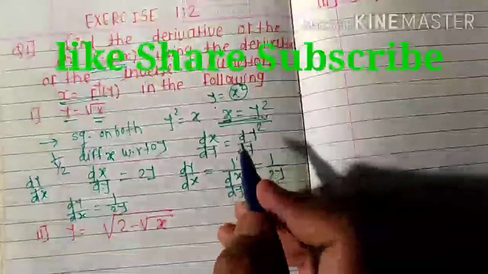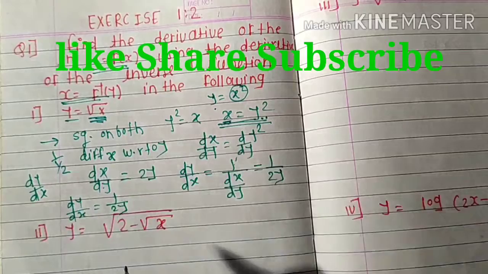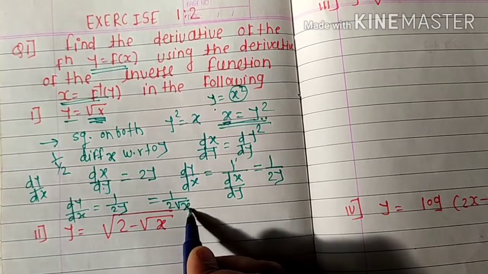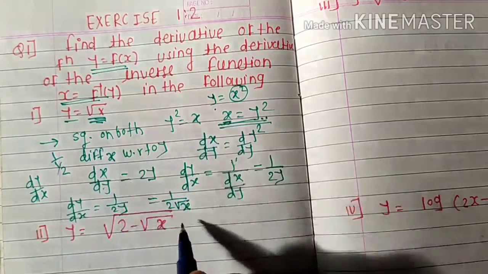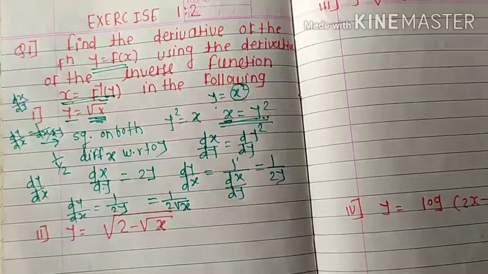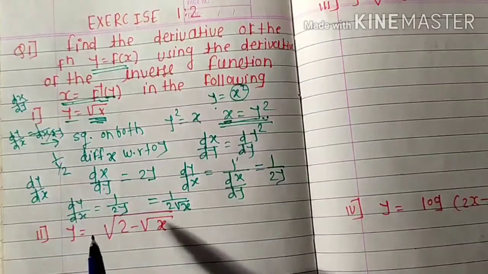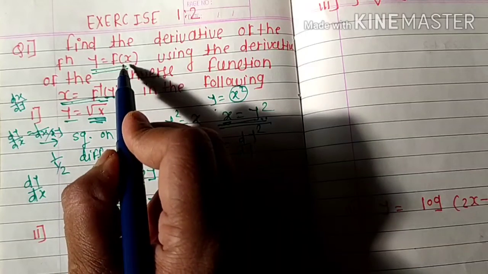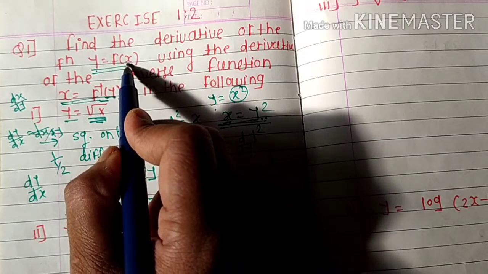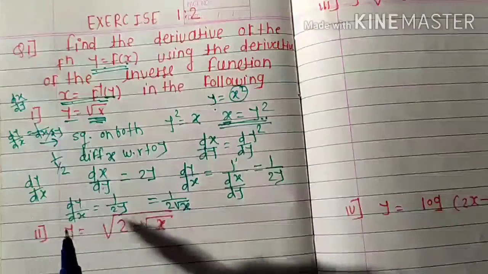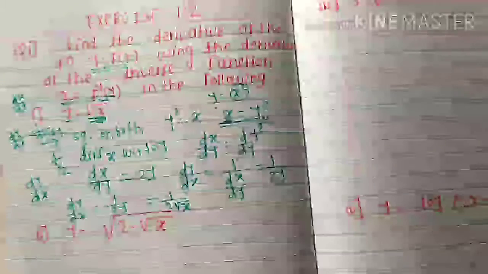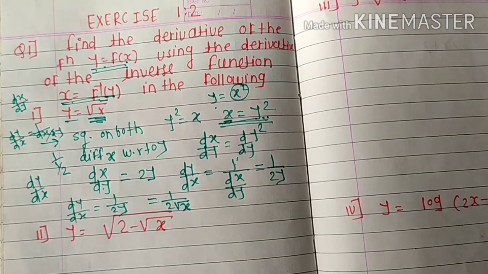But what is y? This value of y is nothing but root x, so again we substitute it in the given form, that is 2 into root x. Then what we get? The derivative of root x means 1 upon 2 into root x. In question number 1 we solve like this: the value of y is given in terms of x, we express x in terms of y and then differentiate, and we get dx upon dy. Whatever value of dx upon dy we get, take its reciprocal and we get dy by dx. So in question number 1 we solve like this.